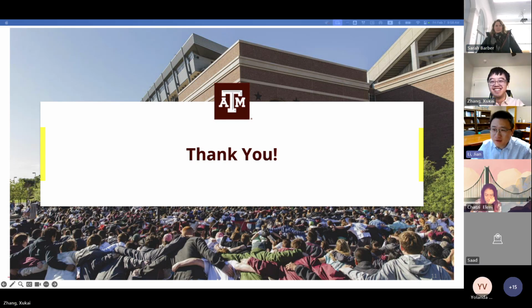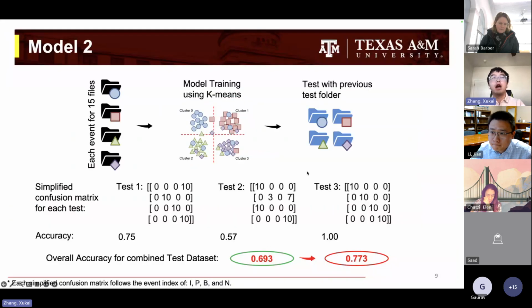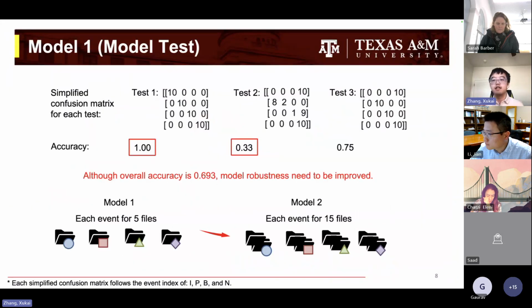Maybe a quick question, if I may. Could you explain a little bit more on the difference between the 2 models? Probably missed some of the details. The main difference between the 2 models is that Model 2 has more training data.